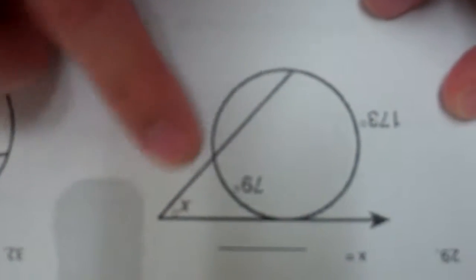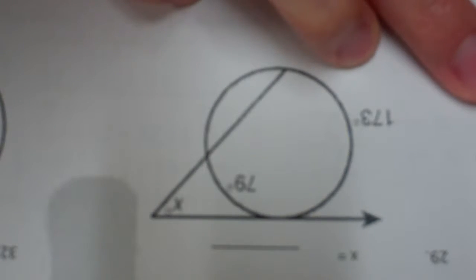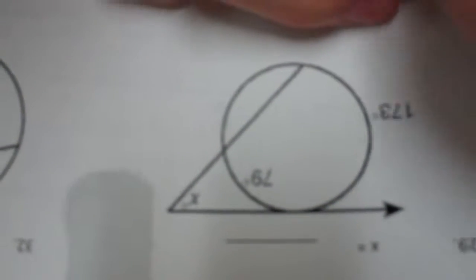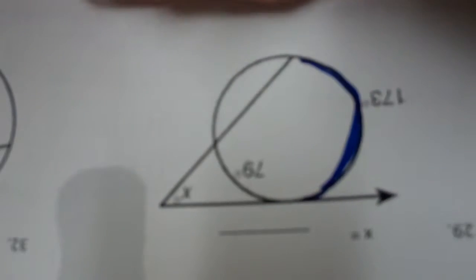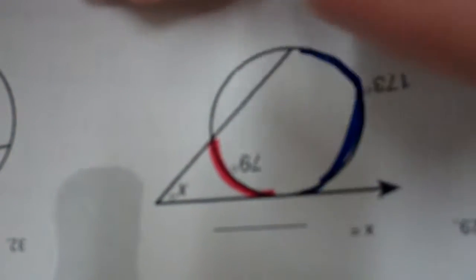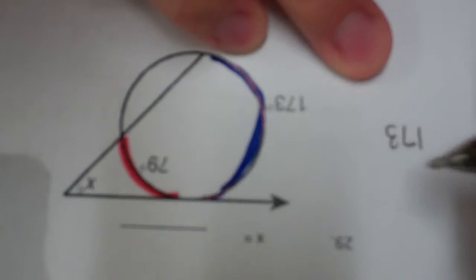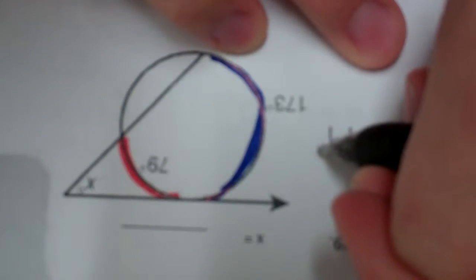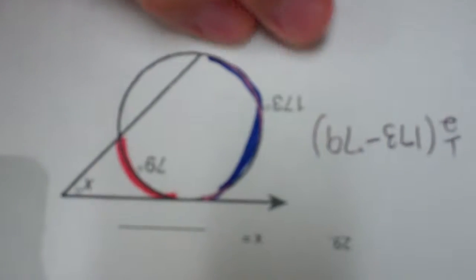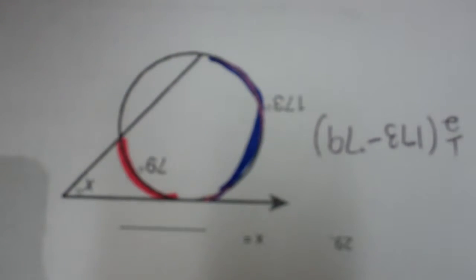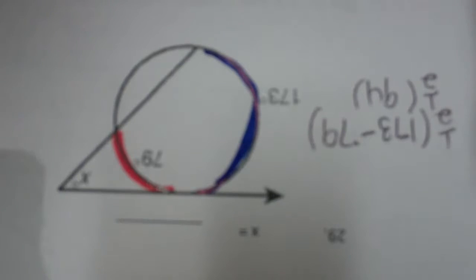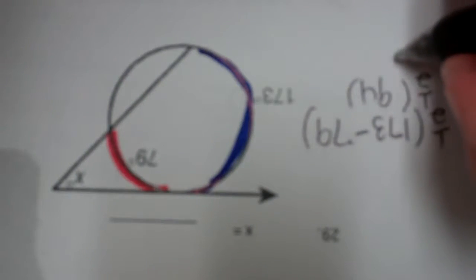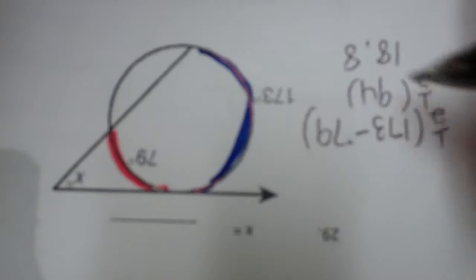X is the external angle. So to do this, we do 173 outside arc minus the inside arc, this time it's subtraction, divided by 2. So 173 minus 79 divided by 2. So 173 minus 79. And divided by 2 is the same thing as times 1/2. It just depends which equation you prefer to use. So you get 18.8.